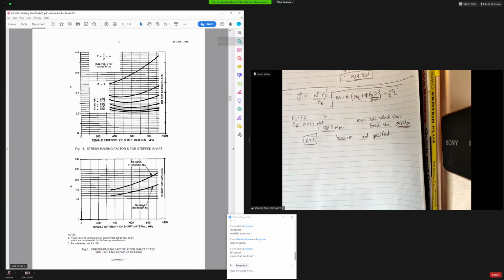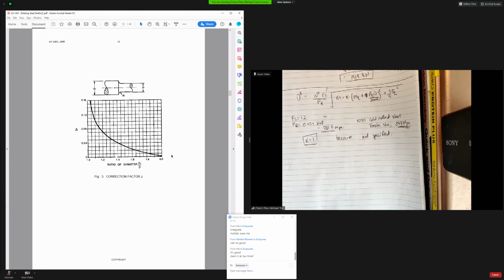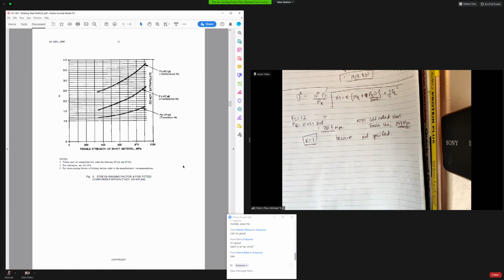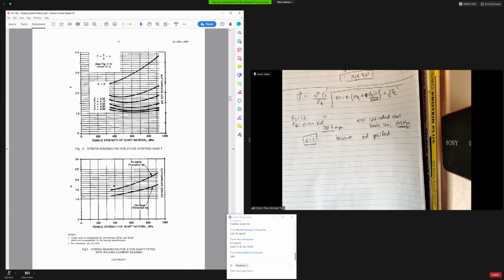Did that make any sense at all? You look at the kind of fit that you want for your component, and then you find your stress raising factor, because if you have a more complicated or more destructive mounting method, your factor is going to go up and you're going to have to compensate for that and make it thicker. Sweet as.